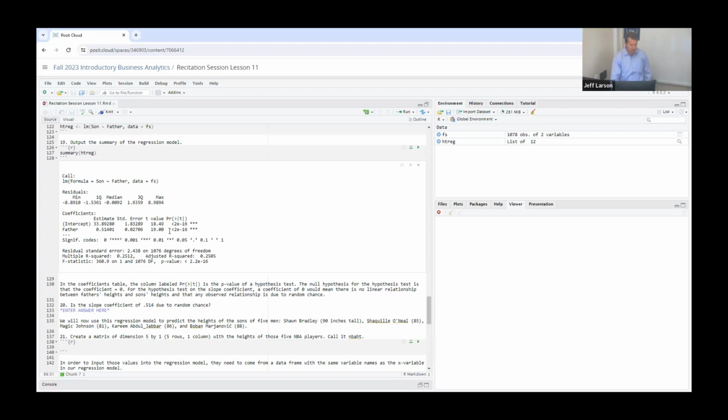Okay, so is the slope 0, meaning there's no real relationship there, or could this be attributable to random noise? Definitely not. There's no way this is just random noise.